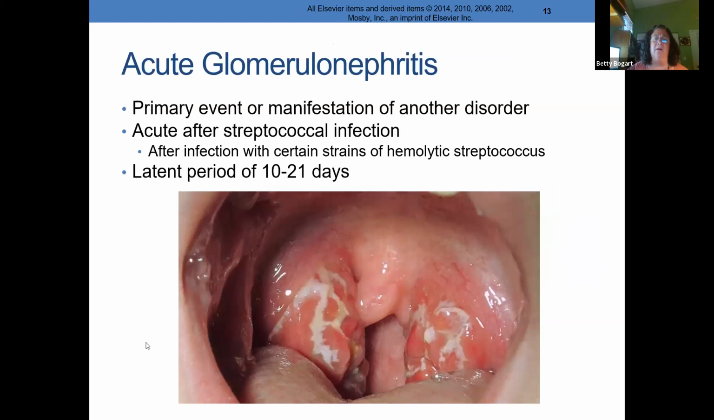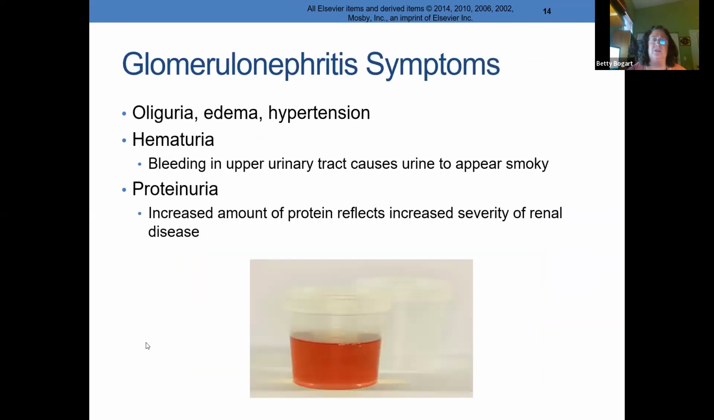Now, we've talked about rheumatic fever. It's caused by strep infection. Well, this is the second condition caused by a strep infection, and it's acute glomerulonephritis. You will usually see this anywhere from 2 weeks to 3 weeks after a strep infection.